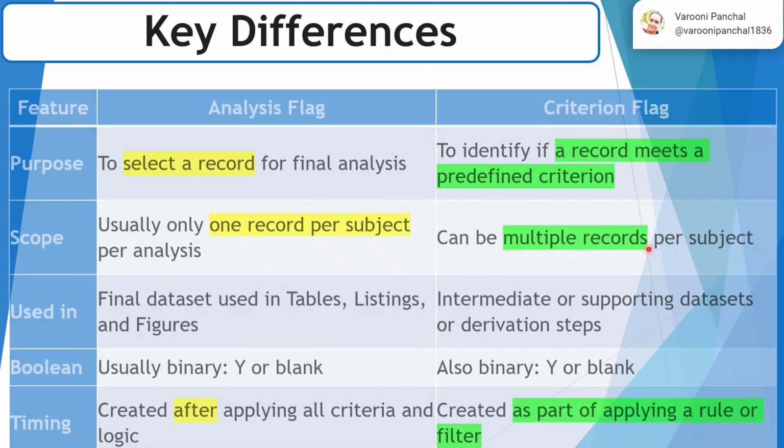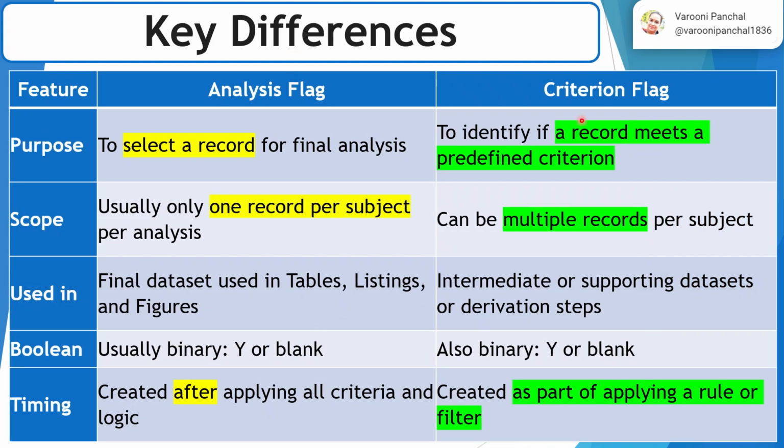Key differences. There are certain features by which analysis flag and criterion flag are distinguished. The first is purpose. The analysis flag is to select a record for final analysis. For example, I want to select how many patients got the first response, so I am selecting the specific first record for each patient. The criterion flag is to identify if a record meets a predefined criterion. For example, I define a criterion as male equals M, female equals F, so I want to identify records which are male and female as M and F.